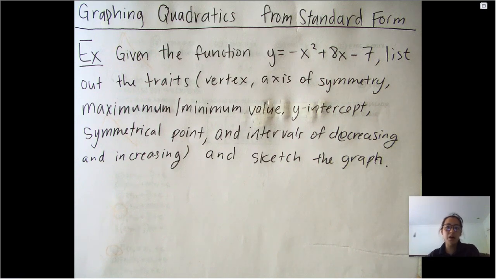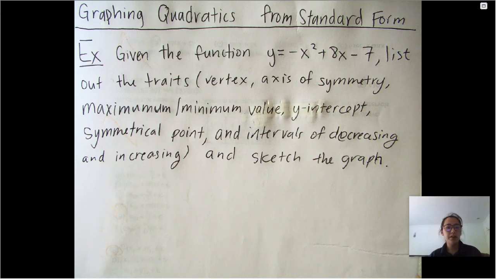Today we're going to be talking about graphing quadratics from standard form. Standard form is when you're in the form of y equals ax squared plus bx plus c. So this is the example question we're going to be doing. If you want to pause the video here so you can write this down in your notes, that would be great. And that way you'll be able to follow along as we go.